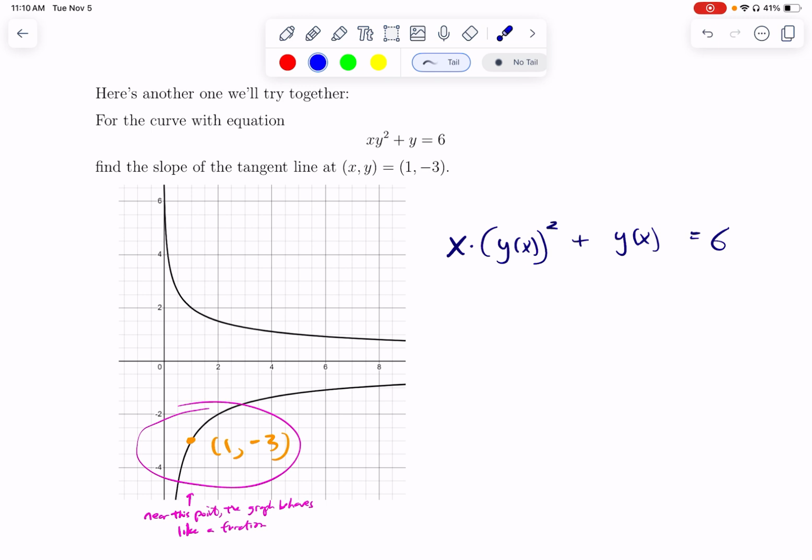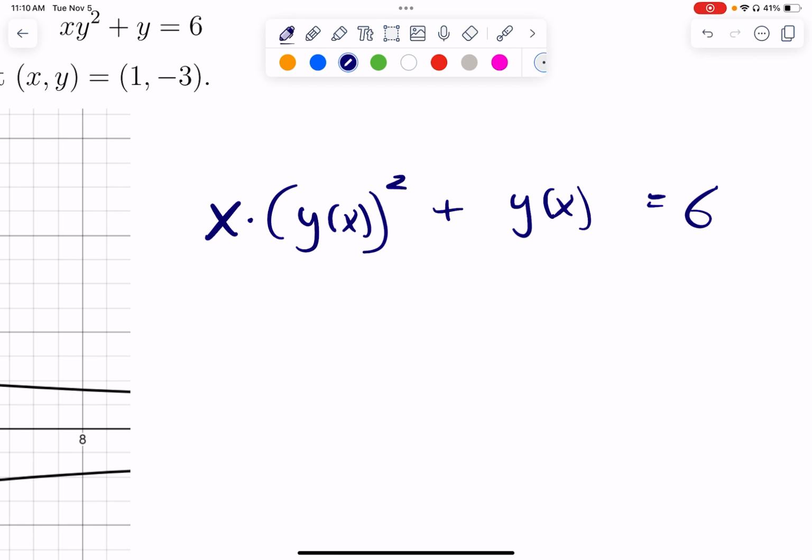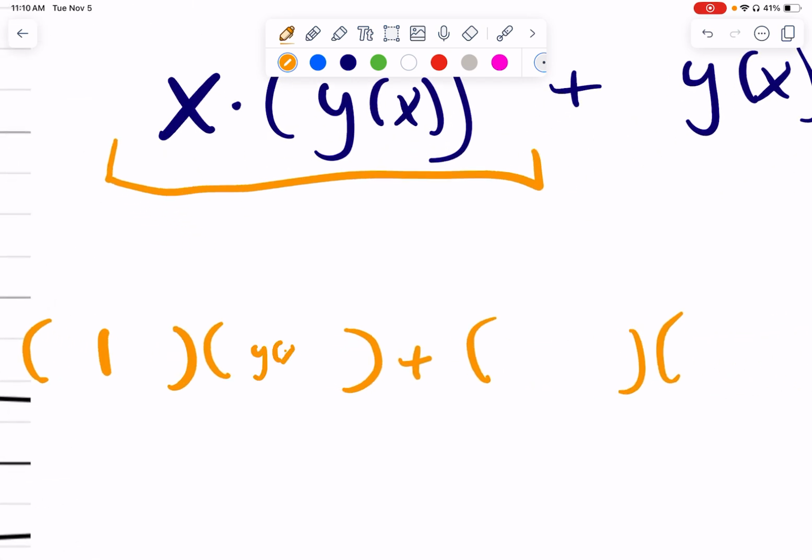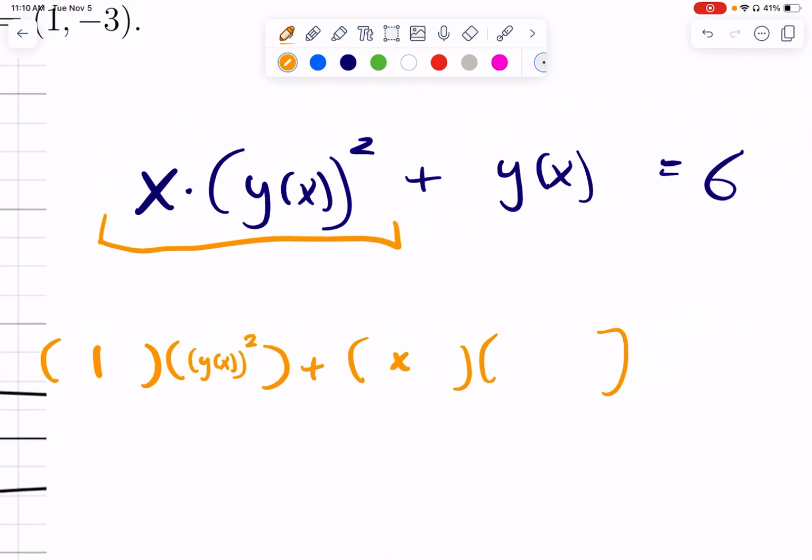Now, what do we do next? And if you're not sure, just look at the list. So now we're going to take derivatives. And we need to apply whatever rules we need. So here, I'm going to need the product rule. So by the product rule, it's the derivative of the first times the second plus the first times the derivative of the second.